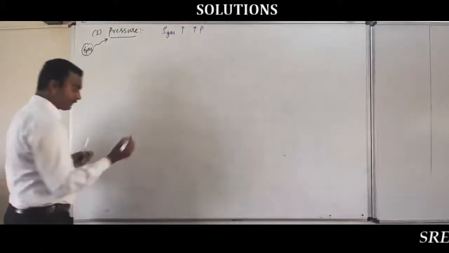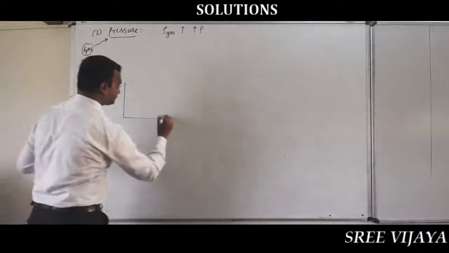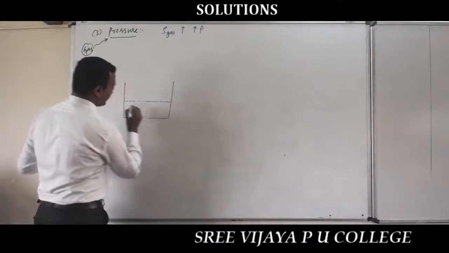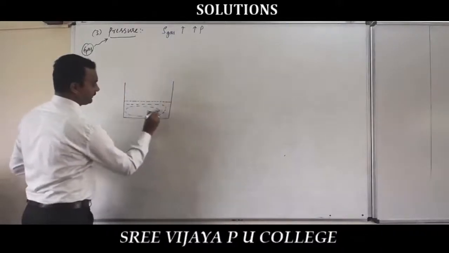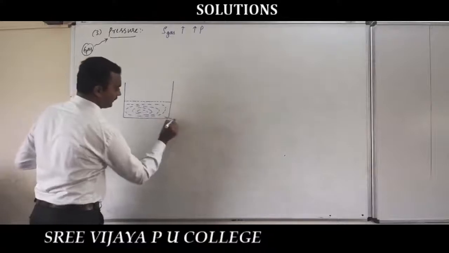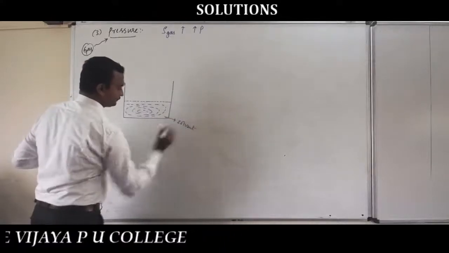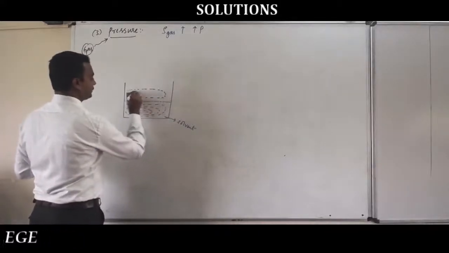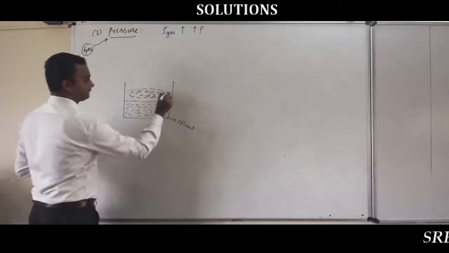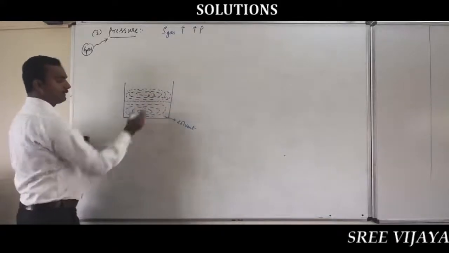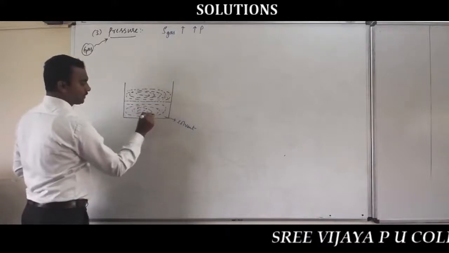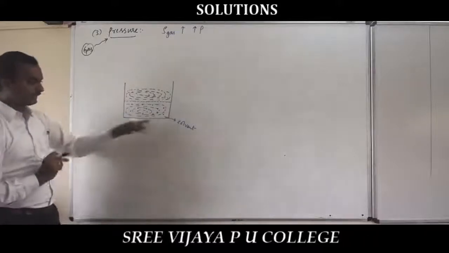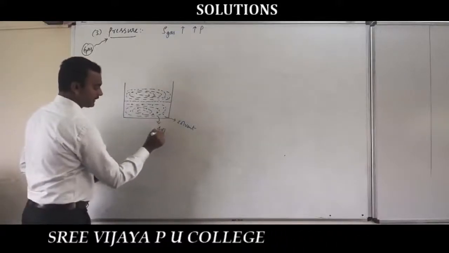We take one illustration. I am going to take a container. This is the surface of liquid, the solvent. And these are the gas molecules above the solvent. Some gas molecules are already dissolved in the solvent. So that's some amount of the gas molecules which have already entered into the solvent, that is, become a solution.